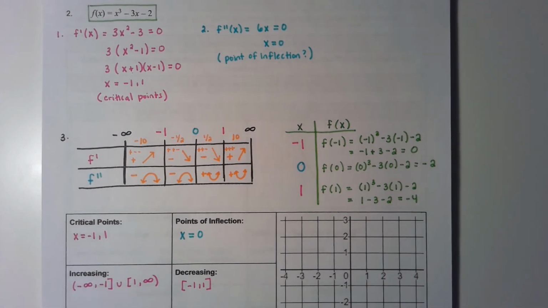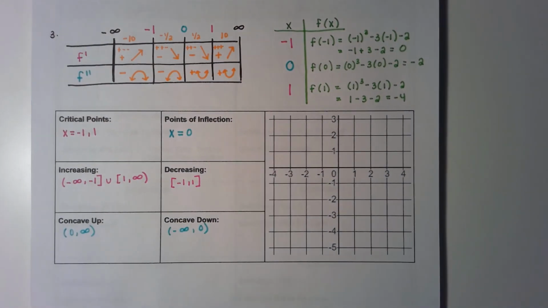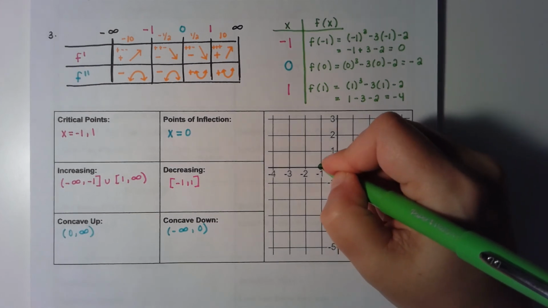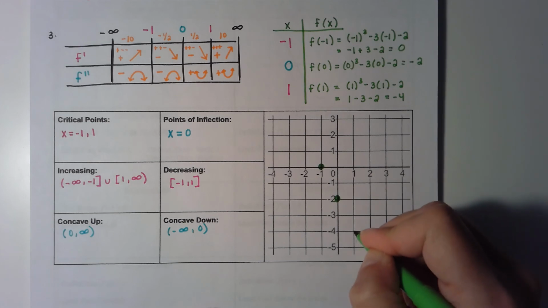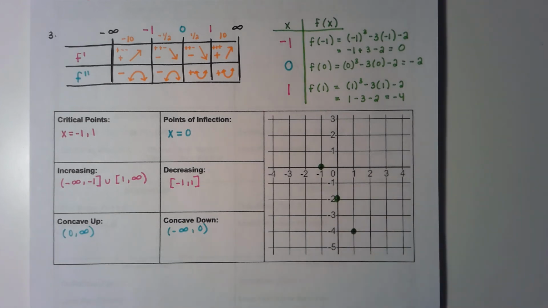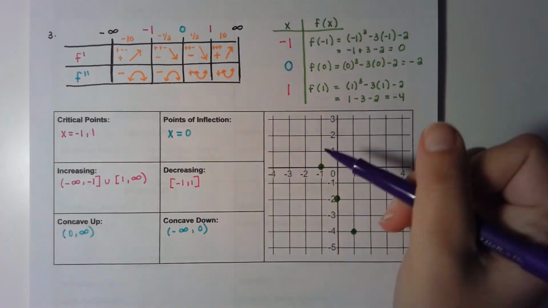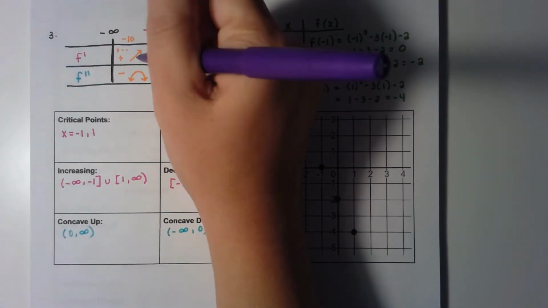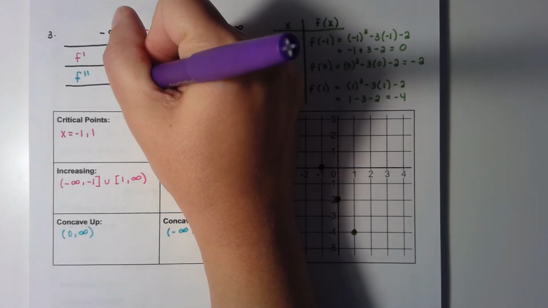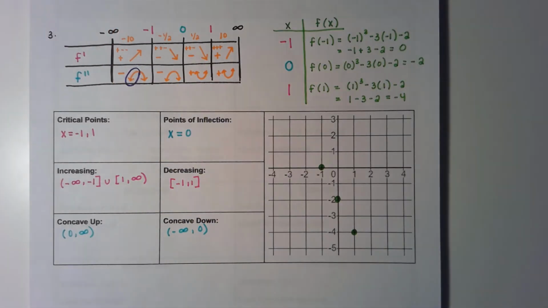I'm going to start by graphing those points. So negative 1, 0, 0, negative 2, and 1, negative 4. Then I'm going to connect the dots, but using the features that I've identified in my table. So on the left side of the negative 1, so basically like over here, we are supposed to be going uphill but concave down. So that's going to be this half of that curve.